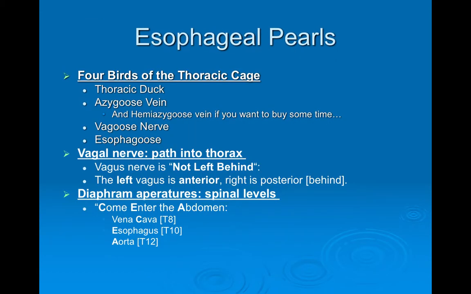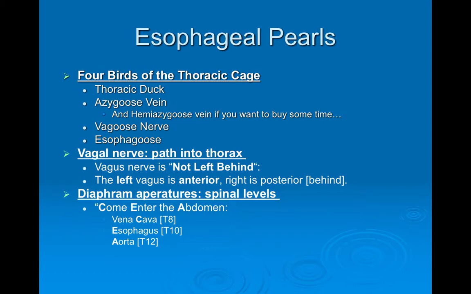So these are some pearls for esophageal surgery that I've picked up over the years. These are commonly asked questions, especially by surgeons, when you're operating in this area. So what are the 4 birds of the thoracic cage? So the thoracic duct, okay? Also know the tract of the thoracic duct. So what is the thoracic duct?